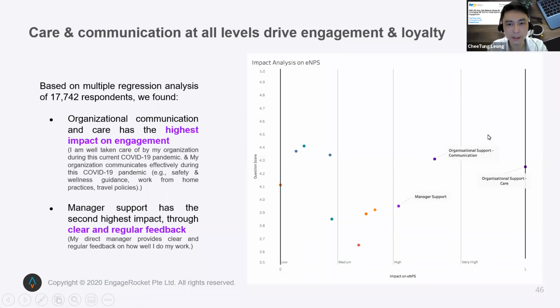So the second highest factor that we found was organizational support in terms of the effectiveness of communication that was delivered at all levels. And finally, very interestingly, was the managers. So managers at the team level had the second highest impact behind the organization. And the ability to give clear and regular feedback while working remotely was a major factor in terms of whether people felt engaged or not. So this was interesting because it was not just about the care and concern that needed to be communicated, which was very important. The next thing that needed to be communicated was, I want to know that I'm productive. I want to know that what I am doing is linked to what the organization needs. So that's where the manager's feedback comes in.